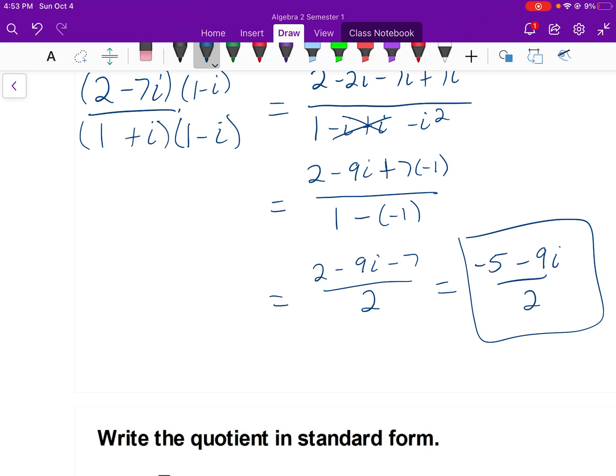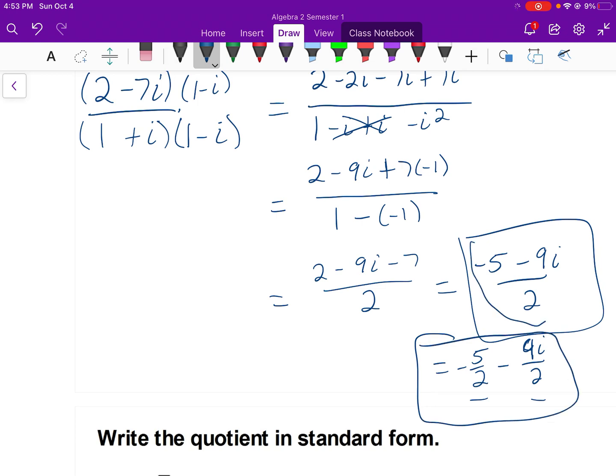Now, really, to have it in standard form, we should have the real part and then the imaginary part. So we should actually write this as negative 5 halves minus 9i over 2. Then I'm separating my real and my imaginary. So technically that is standard form. All you're doing is taking negative 5 halves minus that 9i over 2.